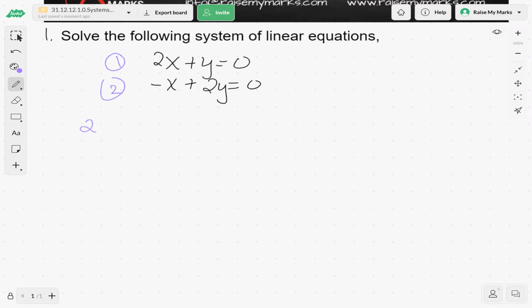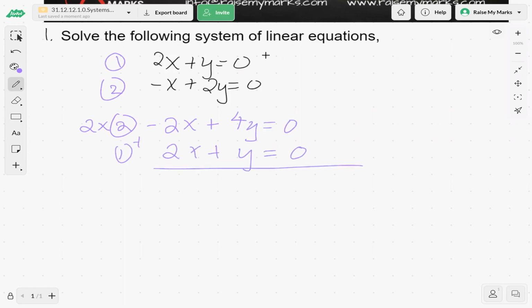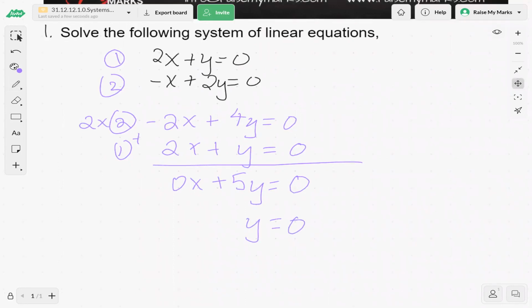I'm going to multiply equation 2 by the number 2, and I'm going to get negative 2x plus 4y equals 0. And then I'm going to add equation 1 to it. This is equation 1. I'm going to put the plus sign, add them both together. And what do we get? We get 0x plus 5y equals 0. Looks like y equals 0. Interesting. All right, we got y equals 0.